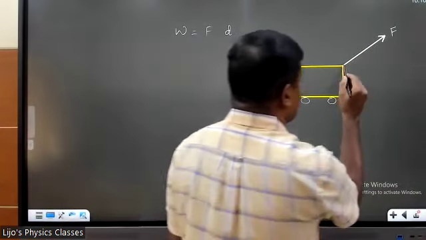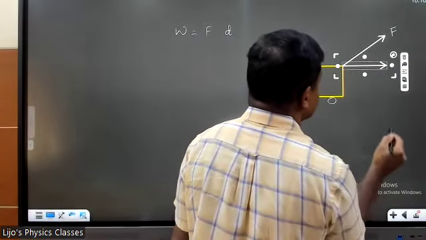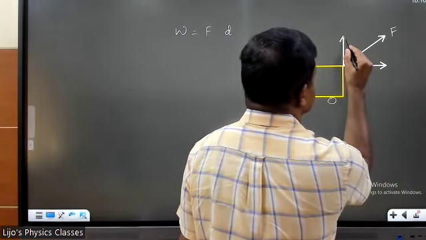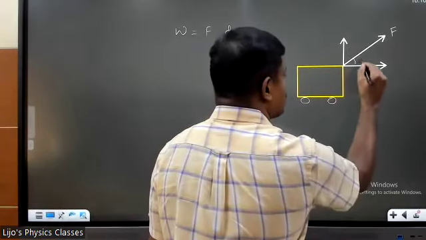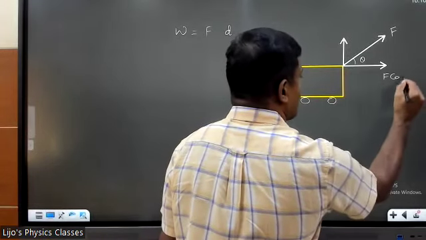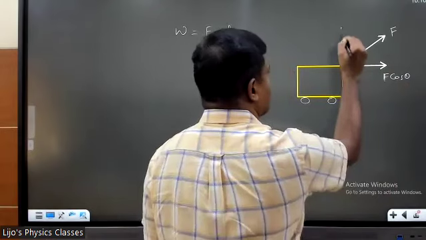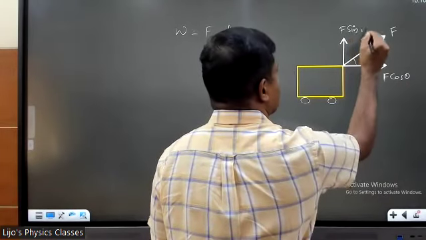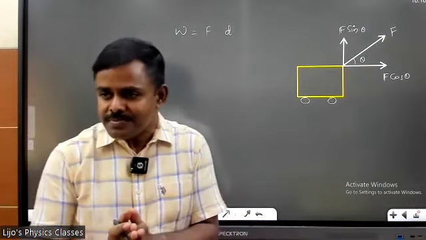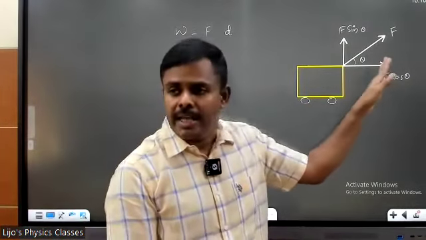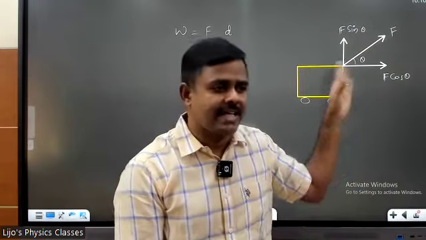And you know that every vector can be split up into two components, isn't it? What are the components? The component near to theta is called F cos theta, and the component away from theta is called F sine theta. We learned it the other day, right? Whenever you have a vector, it can be split up into F cos theta and F sine theta.